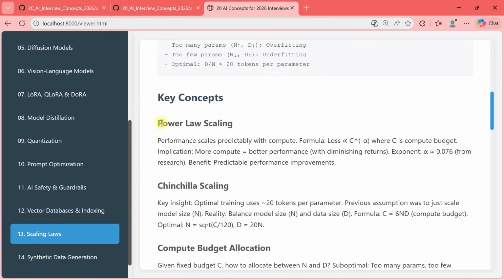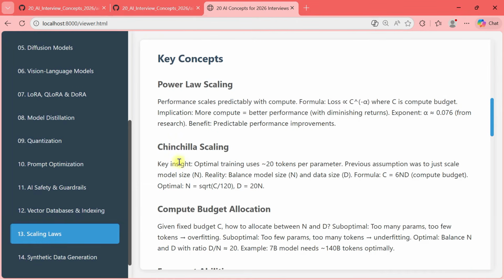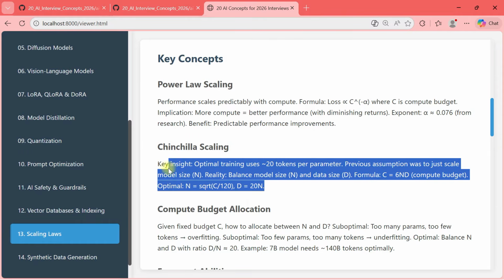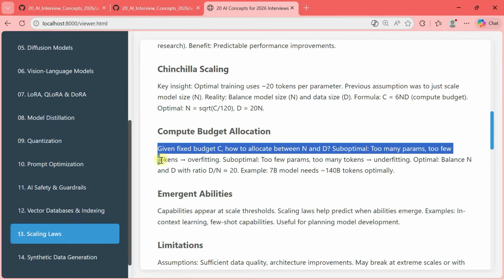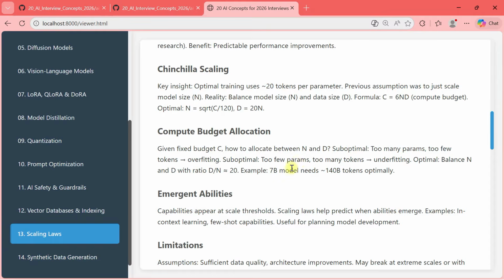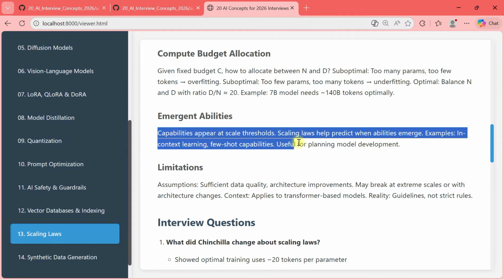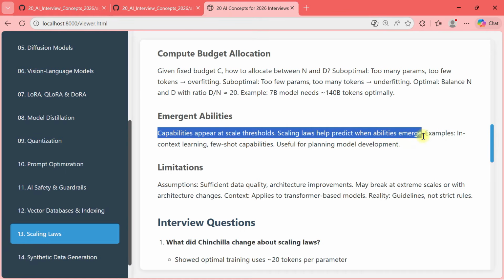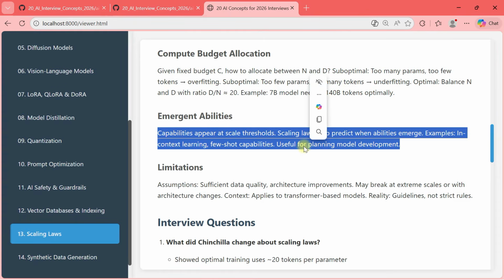Okay, what are the key concepts? Power law scaling that you saw here, this thing. Chinchilla scaling that you saw here, that I explained, the 20N thing. Based on this you can compute your budget allocation. And then emergent ability: capabilities appear at a scale threshold. Scaling laws help predict when abilities emerge. So in-context learning or few-shot capabilities can be used for planning model development.